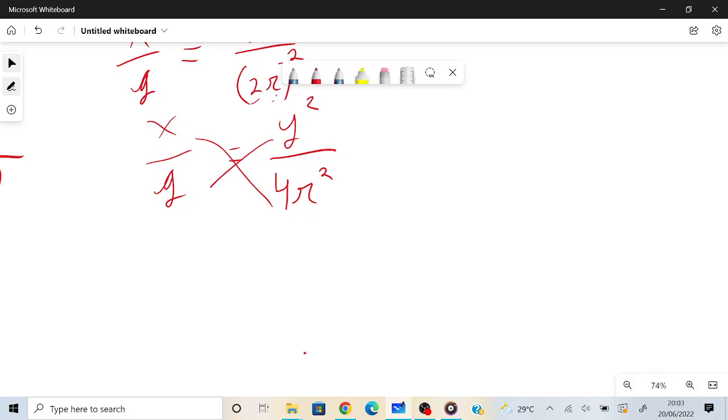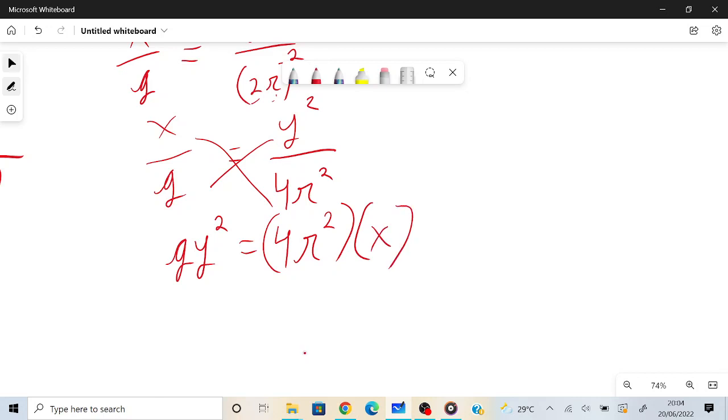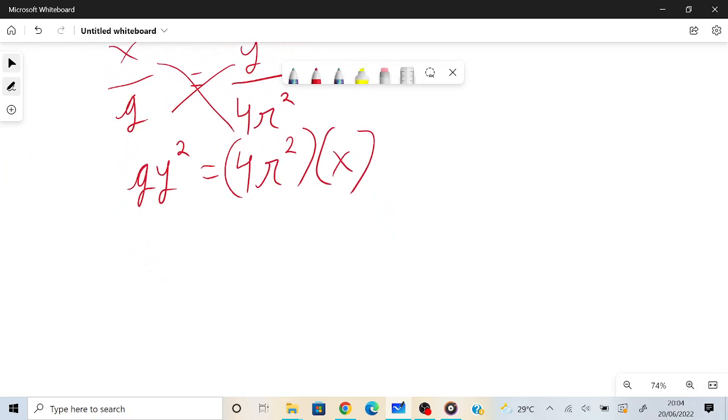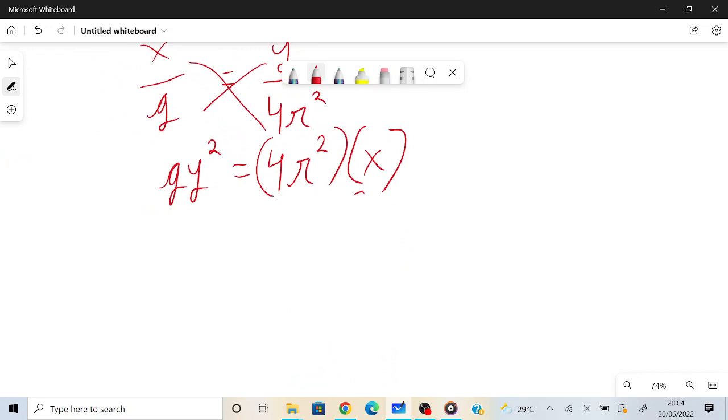Now whenever you cross multiply, you need to make sure that it is beneficial for you to multiply them out. So what I'm saying is, let's cross multiply the g and y squared. You get g y squared. Now if you cross multiply 4 pi squared with x, you would probably write 4x pi squared or x 4 pi squared. In this case, we can just write 4 pi squared bracket into x. Even though we did not multiply them out properly, we know that they are being multiplied, and we need to do that because we need to isolate this x.